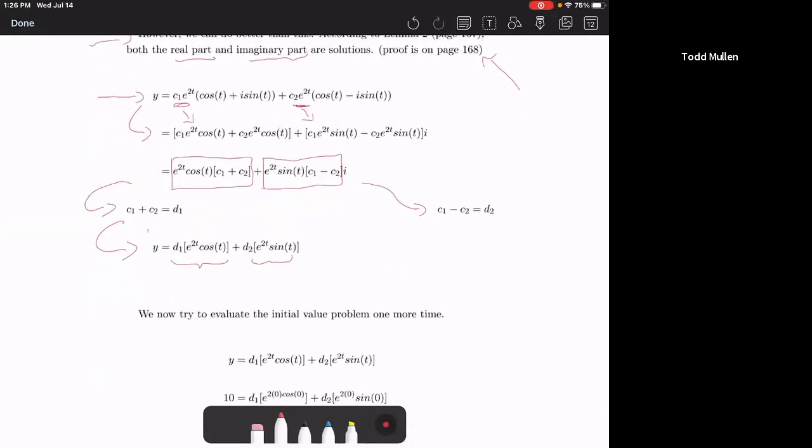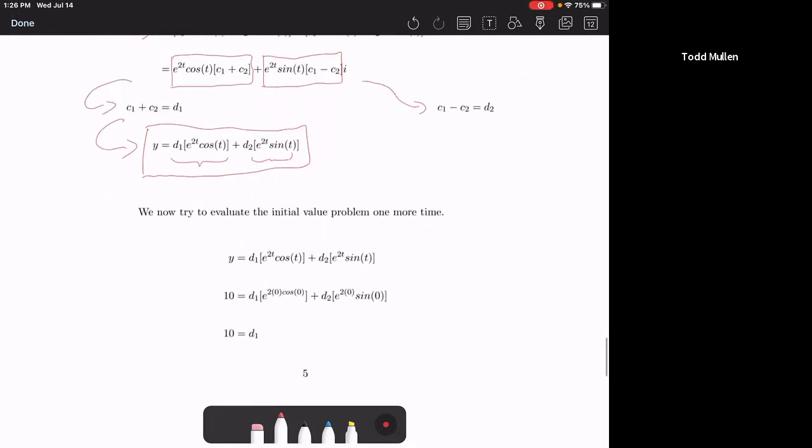Now we actually have y written in terms of only real numbers. So we're going to try to evaluate the initial value problem one more time. So let's plug in t equal to 0, y equal to 10. This time it simplifies very nicely as 10 is equal to d1.